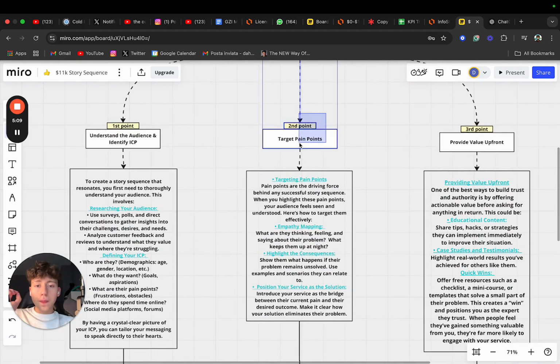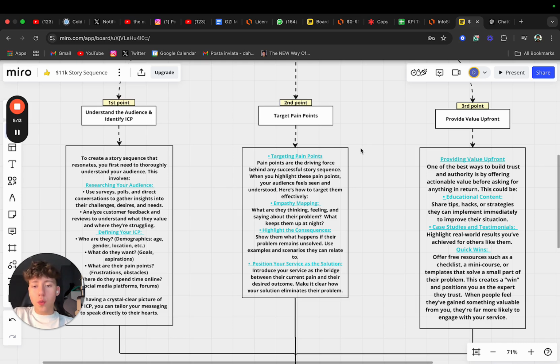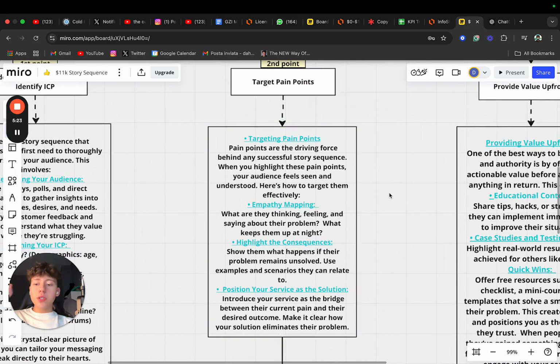So the second point is targeting pain points, okay? Pain points are the driving force behind any successful story sequence. When you highlight these pain points, your audience feels seen and understood. Here's how to target them effectively. Keep this in mind: you need to be targeting pain points.